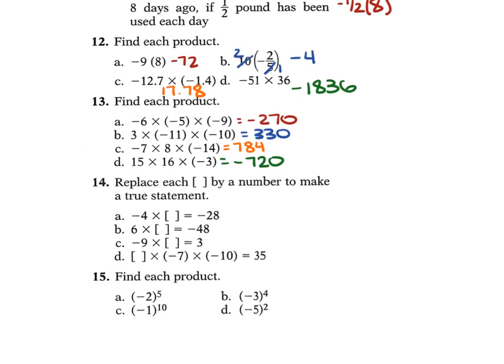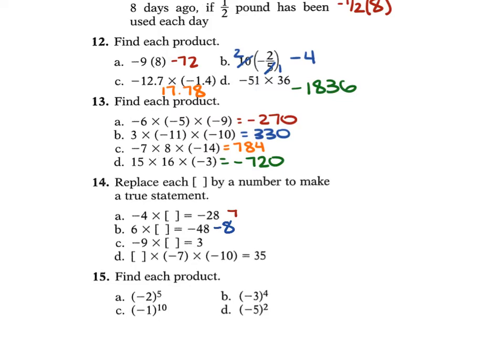For 14, we're replacing each bracket with a number to make the true statement. For A, we have -4 times something is equal to -28. A negative times a positive is a negative, so our answer is going to be a positive. And 4 times 7 is 28, so that's just +7. For B, we have 6 times something is equal to -48. A positive times a negative is a negative. 6 times 8 is 48, so -8 is our missing number.